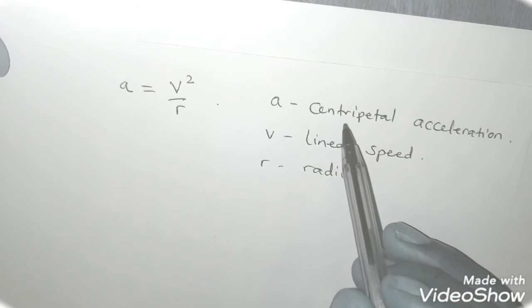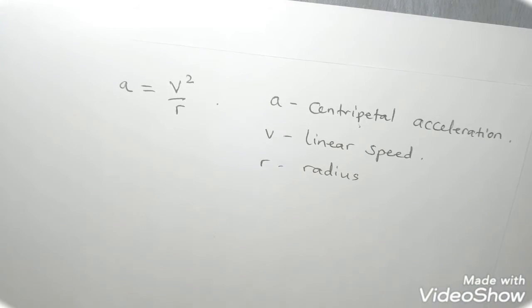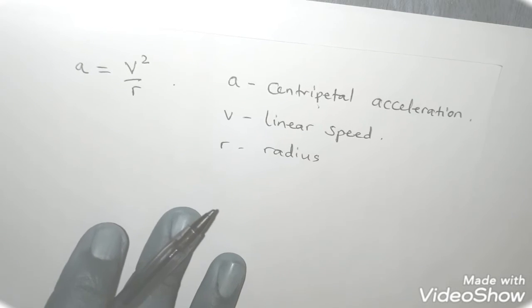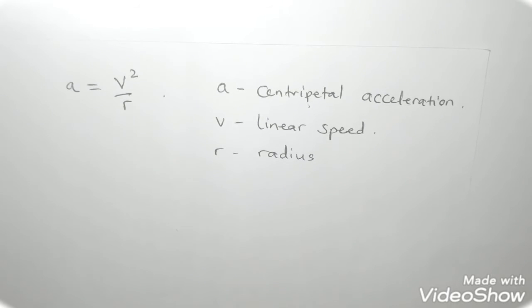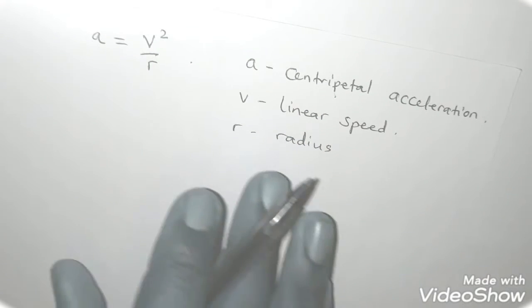Recall we said this acceleration is called a centripetal acceleration because it is in the same direction as the centripetal force, and the centripetal force acts towards the center of the circular path, and therefore we call this acceleration centripetal acceleration, since it is towards the center.